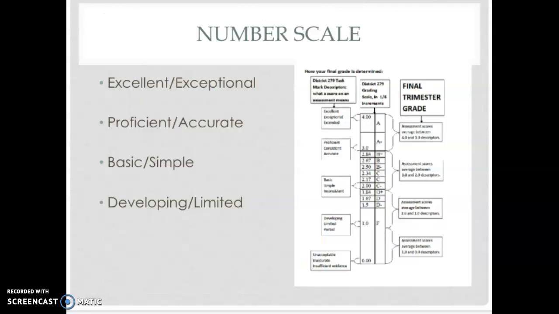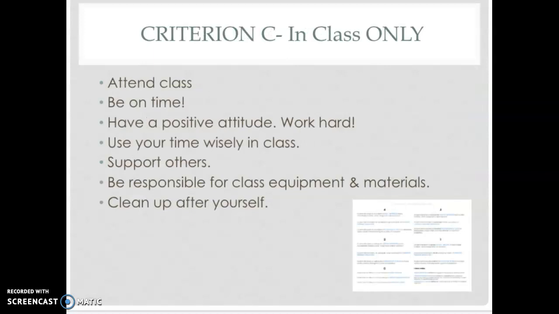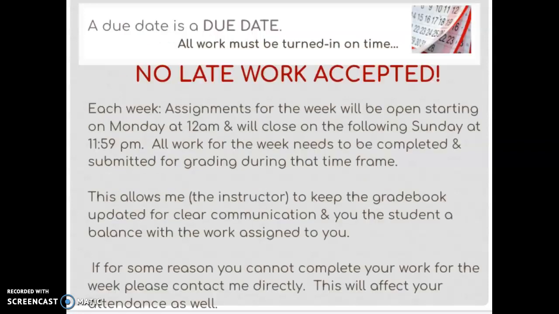We do grade through the number scale 4, 3, 2, 1. I do 0.5, so a 3.5, 2.5, but I don't get any more complicated than that. When you are in class, the Criterion C score has to do with your being to class on time, having a positive attitude, using your time in class. That's really important, to use your time to get editing done and pictures taken and make the most of your time in here. And please be sure to use the equipment responsibly.